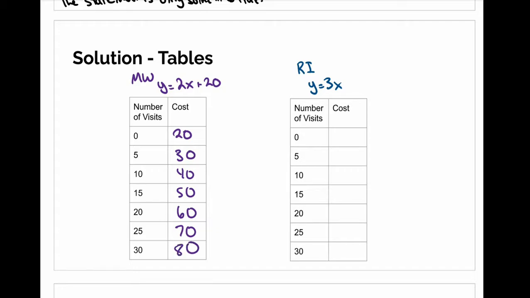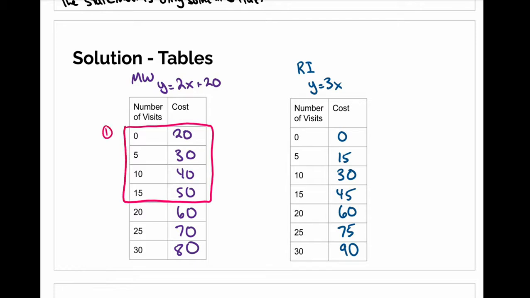For Radical Island, there's a 0 initial fee, and we're increasing by 3 every time, so it increases by 15. So 15, 30, 45, 60, 75, 90. And even looking at this table of values, we can still see the same thing. There's those 3 sections of information or scenarios. So looking at the first one, again, we see the same thing.